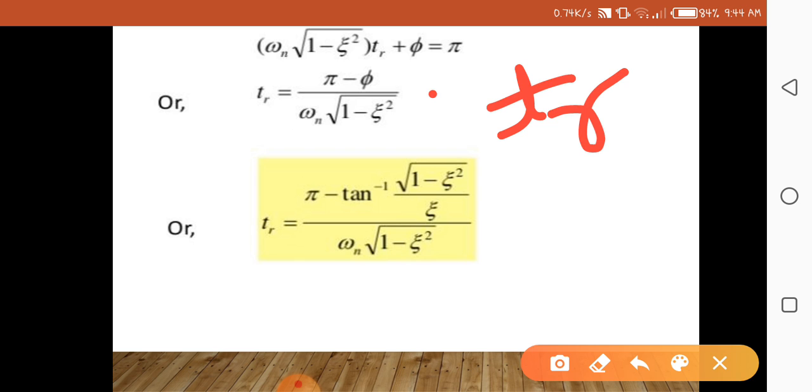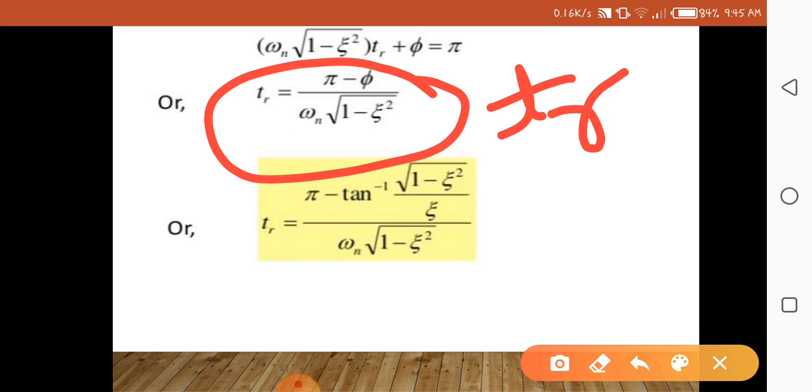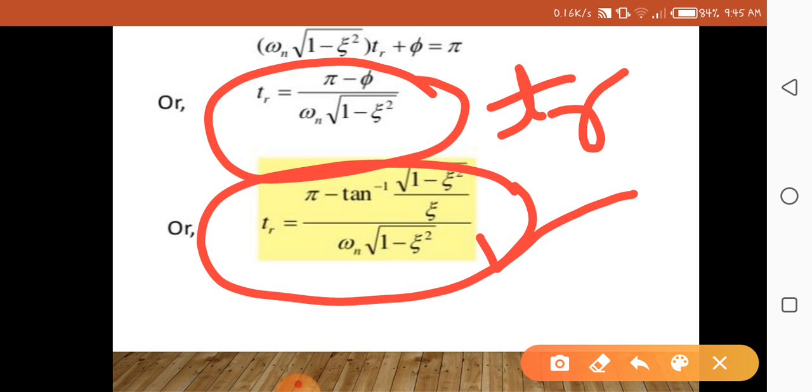So tr = (π - φ) / (ωn√(1 - ζ²)). After calculating this, we represent tr as (π - tan⁻¹(√(1 - ζ²) / ζ)) upon ωn√(1 - ζ²). So we can say that the rise time tr is the time needed for the output to be equal to the input for the first time. So this is the formula for rise time.